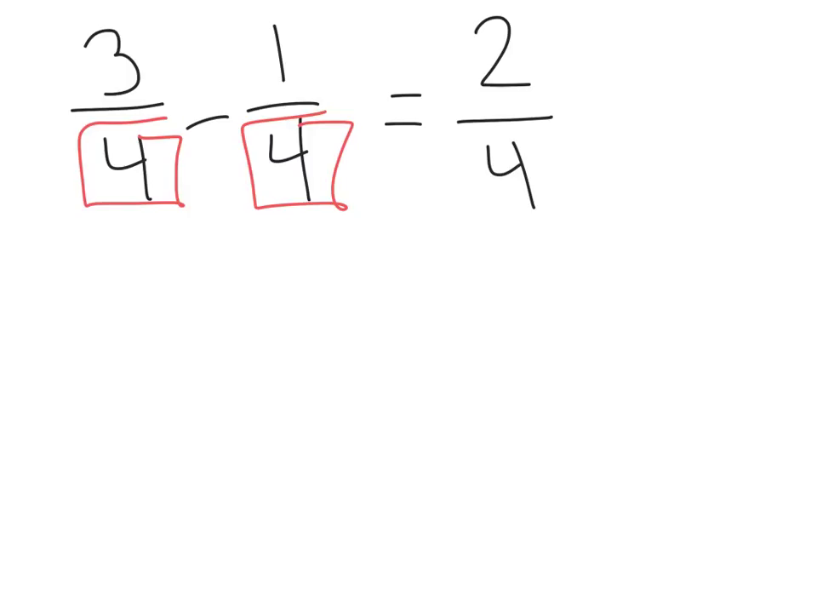Now we have to ask ourselves if our answer is in simplest form, and it is not. Remember, whenever you have an even numerator and an even denominator, those are always divisible by 2. Sometimes they're divisible by something even bigger than 2. But in this case, 2 would be the greatest common factor. So 2 divided by 2 is 1, and 4 divided by 2 is 2.